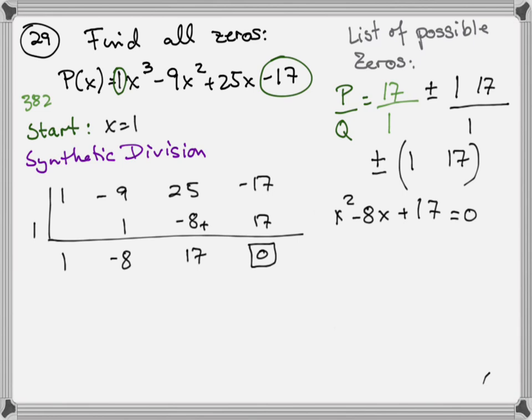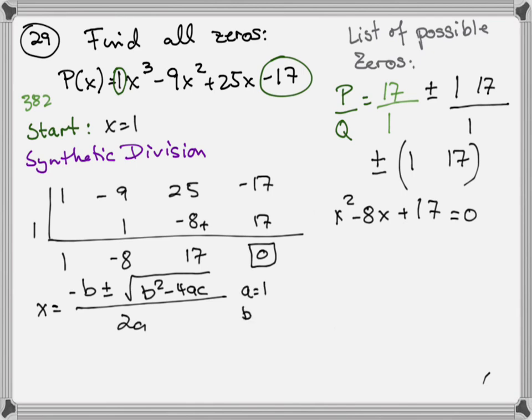x equals negative b plus or minus the square root of b squared minus 4ac, all over 2a. Okay, what is a in this case? 1. What is b? Negative 8. And c is 17.